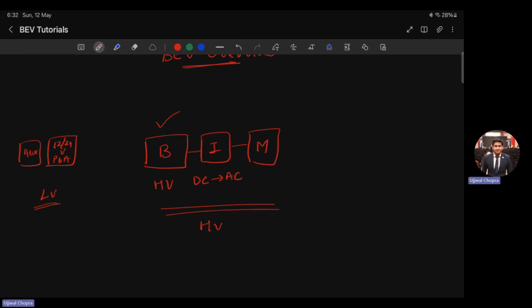Since there is a difference in the voltage, these two systems are interconnected via a DC-DC converter, which has its own inefficiency but helps in stepping down the voltage. So as we move from high voltage to low voltage system, as the name suggests, the voltage across the terminals drops.